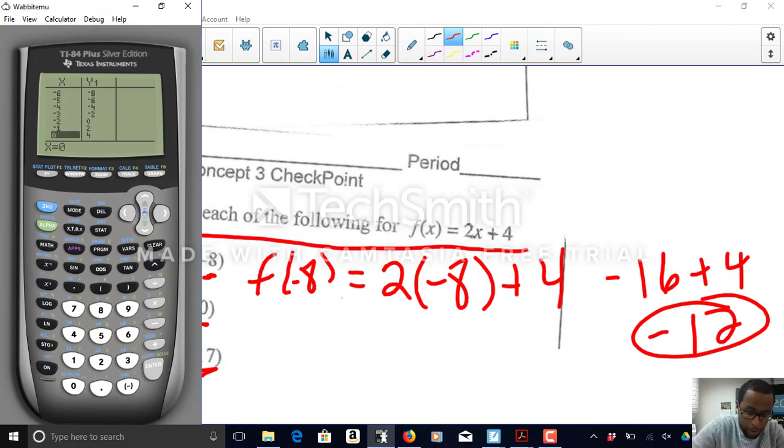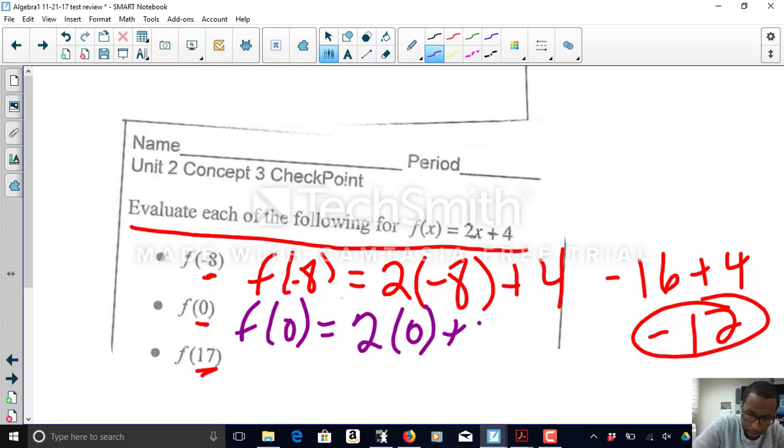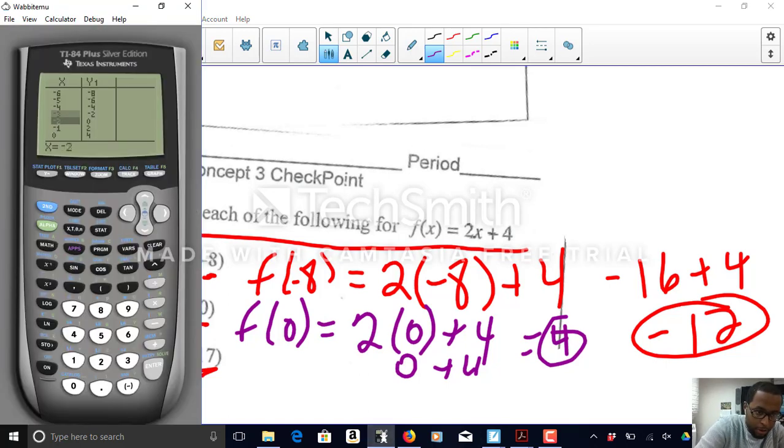So if I want to do that for 0, I can go down and check 0, and I know 0 is going to be 4. Okay, and just to confirm it, f of 0 equals 2, instead of x, I'm going to put 0, plus 4. 2 times 0 is 0. 0 plus 4. Well, boom. I did my math. I got 4. Same thing, 17. And again, I can go to the graph and do it. So I'm going to go down to 17.